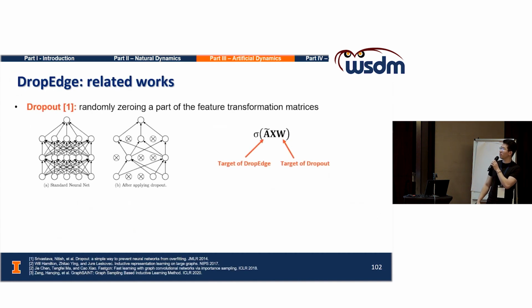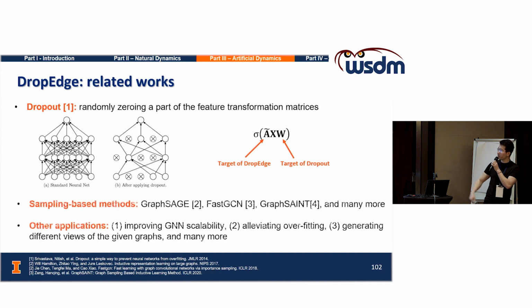And there are some related works. I think some audience already noticed that this technique is quite similar to the famous technique named dropout, which randomly drops a part of the feature transformation matrix from the neural networks, right? So what is the difference? I use a single layer of the graph convolution network for the comparison. The target of DropEdge is to drop a part of the entries from the adjacency matrix, while for dropout, its target is the feature transformation matrix.